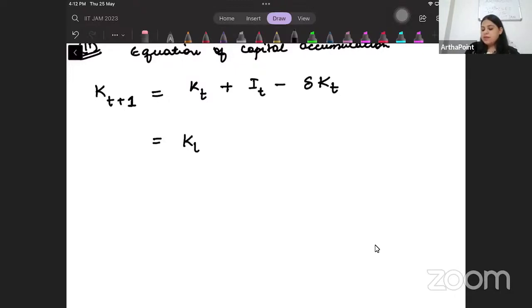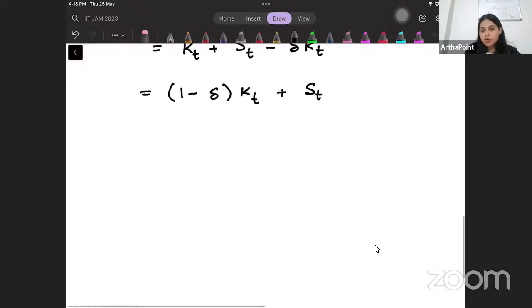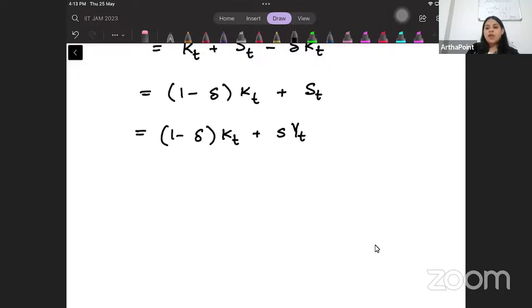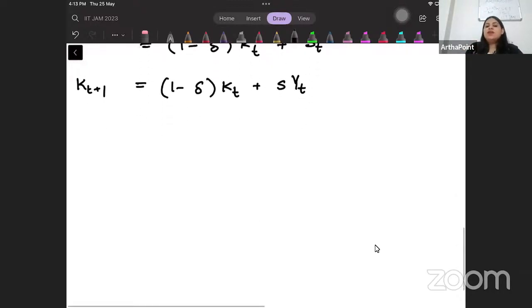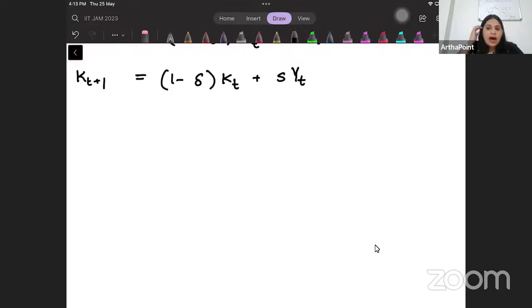So this will be K_t. Investment is nothing but savings. So this is 1 minus depreciation rate into K_t plus S_t. Beta, savings is some proportion of income. So it will be 1 minus depreciation, K_t, plus S Y_t. This will be K_t plus 1. Now we understand that we need to write this per labor, right? So we need to divide this by L_t throughout.